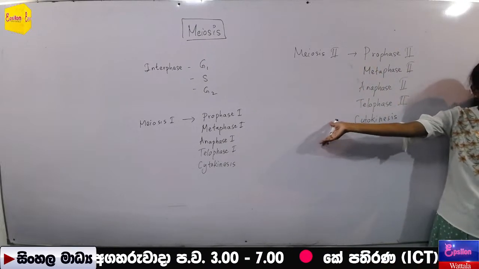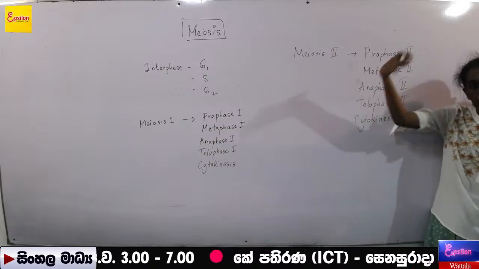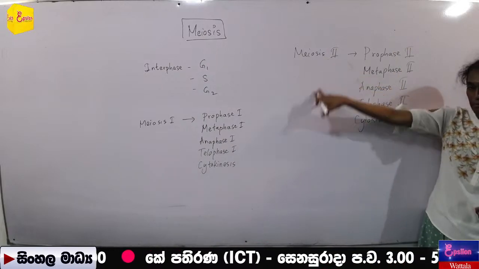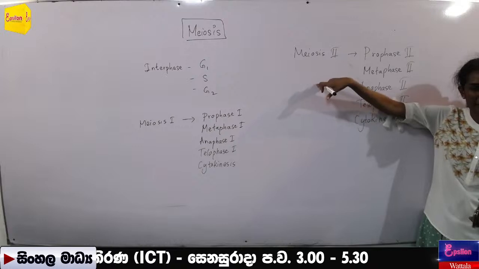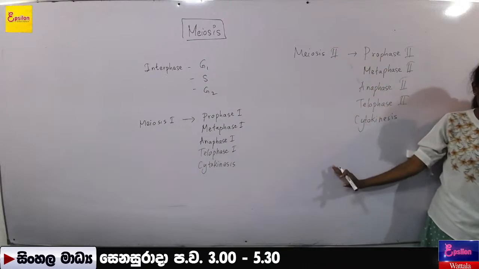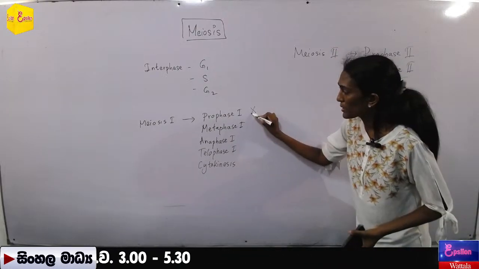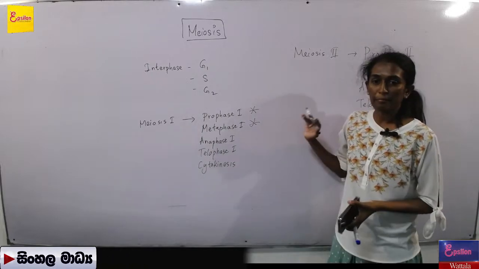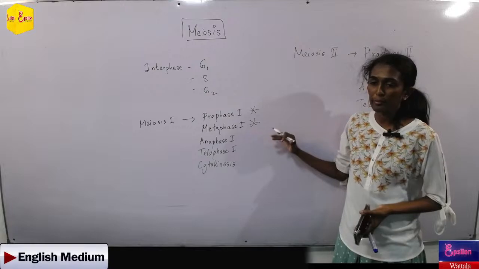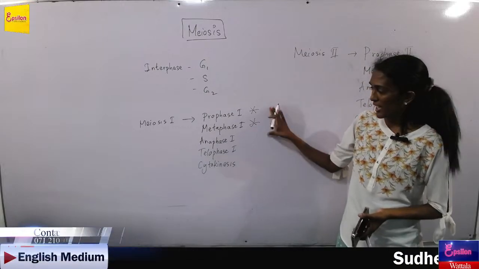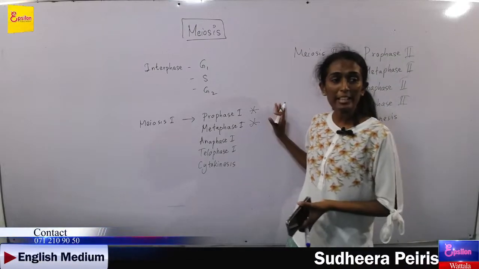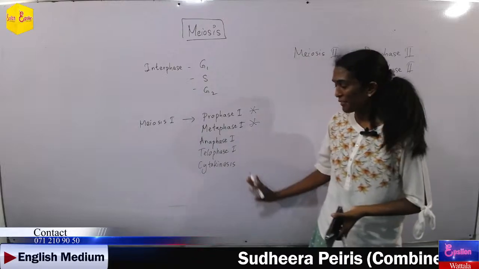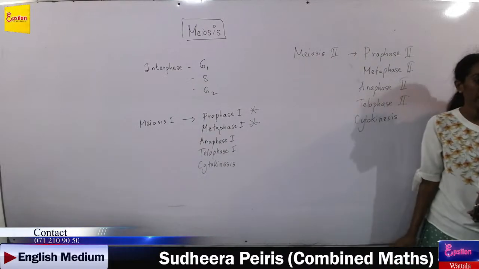Meiosis 2 is more or less similar to mitosis, so we are not going to emphasize much on this section. You can just remember mitosis and write this stuff. The most important two phases in meiosis are these two. Those are the only phases you do have to worry about, so you have to study and learn by heart what events are happening here. Other phases you can eventually write if you know mitosis.